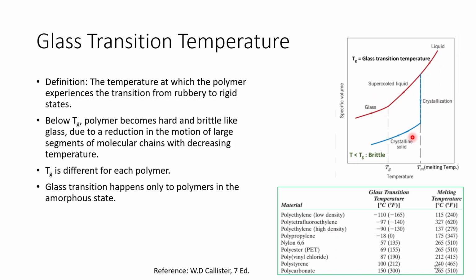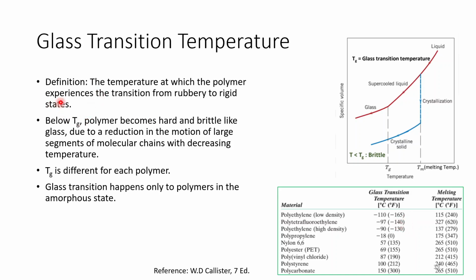So in case of metals, you have crystalline solid, then crystallization. From liquid, you'll be going to the supercooled liquid, then you will be forming glass. While in case of metals, you'll have crystallization, then you'll be getting crystalline solid. So here T will be lesser than Tg. Then in that case, your material will act as brittle material. So here also you can see Tg of various materials.